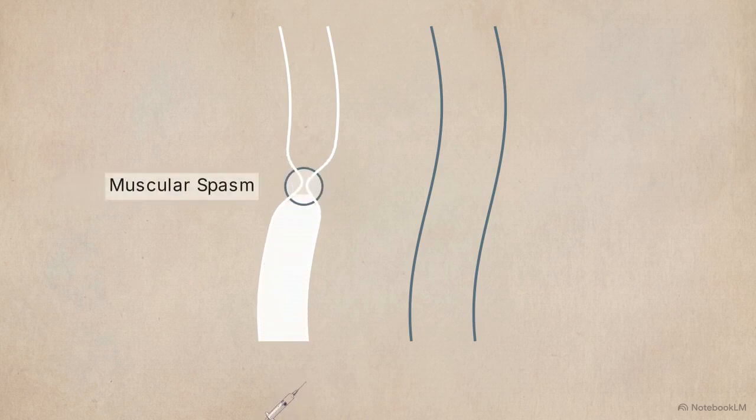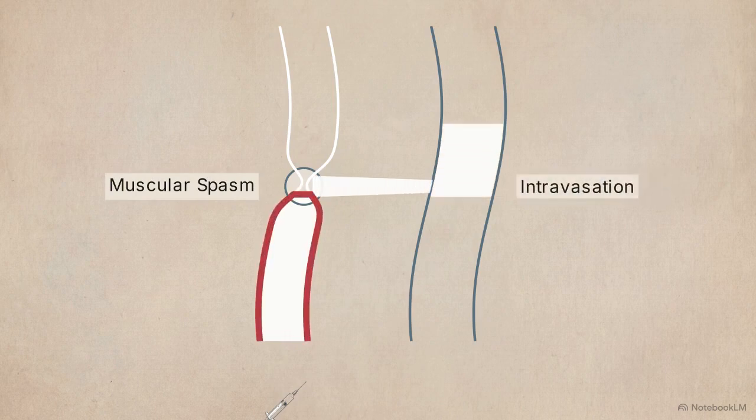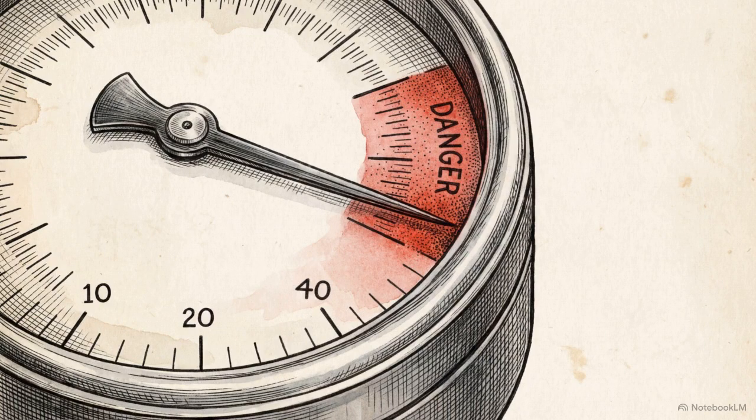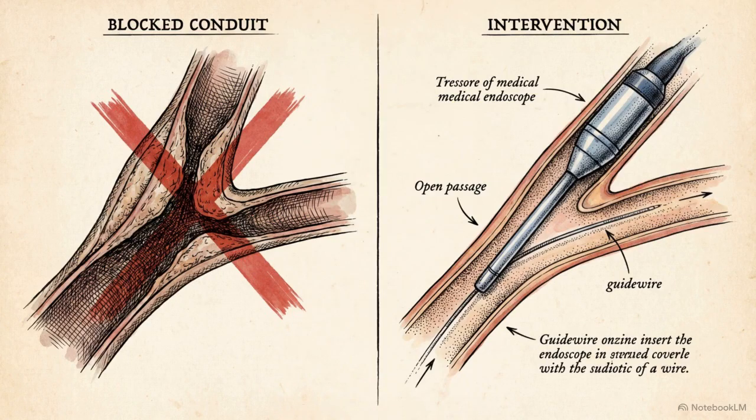They also monitor for intravasation, which is the abnormal backflow of the injected contrast dye into the venous or lymphatic system. This serves as a primary mechanical indicator that the intrauterine fluid pressure has hit a dangerous dead end. If a proximal tubal blockage is confirmed, diagnosis immediately becomes intervention through fallopian tube recanalization.